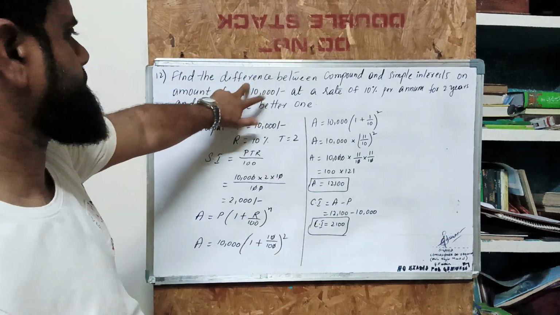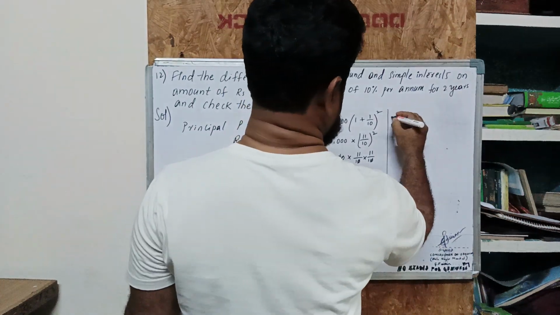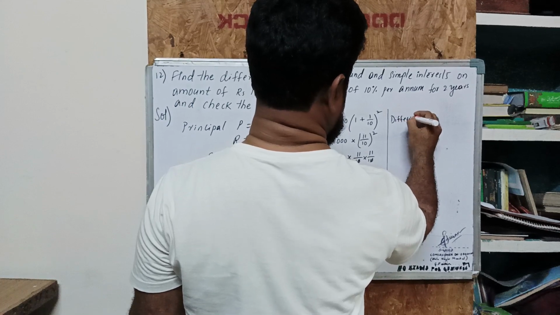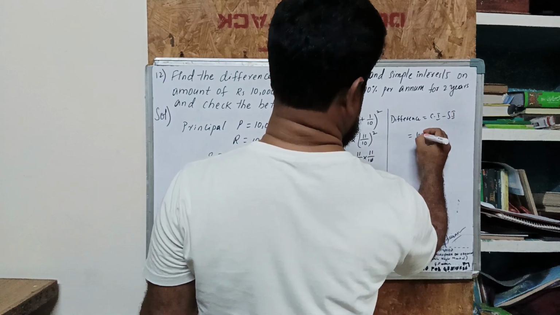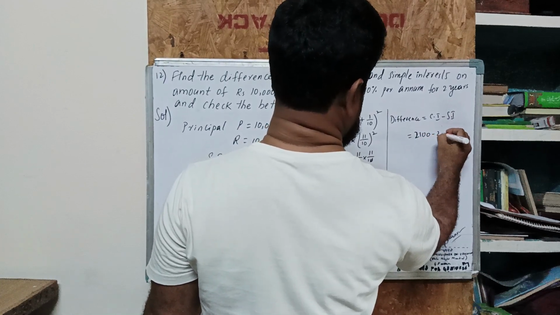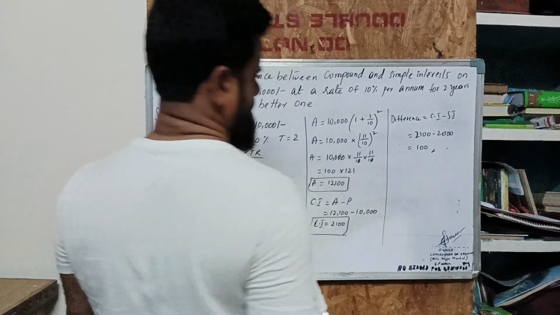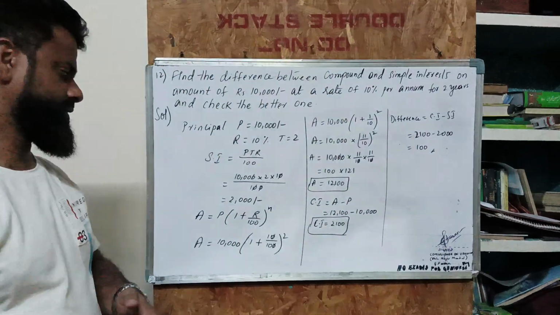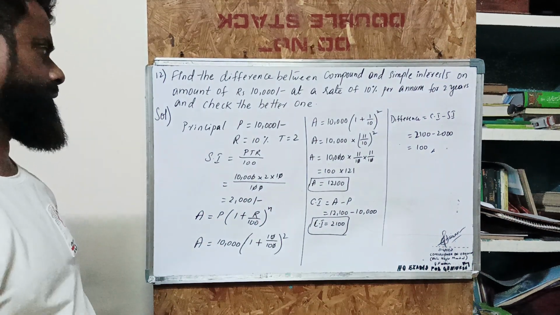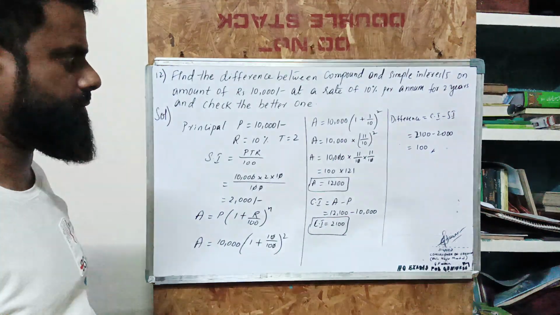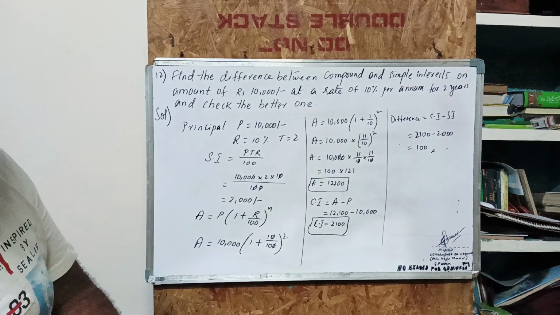What is he asking? He is asking us to find the difference between compound and simple interest. So difference is equal to compound interest minus simple interest. So that is 2100 minus 2000. So the difference is 100. And the better one is simple interest. Simple interest is easy to find, and you will save some amount also on simple interest. Okay, please make a note of this.